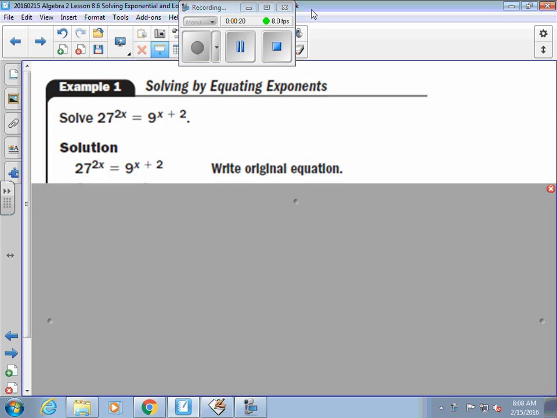Notice these bases are not exactly the same. 27 is not exactly the same number as 9. However, we do know that they share a root. They both share the root of 3.